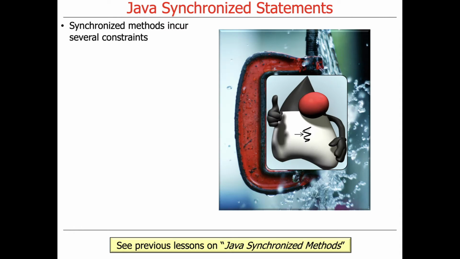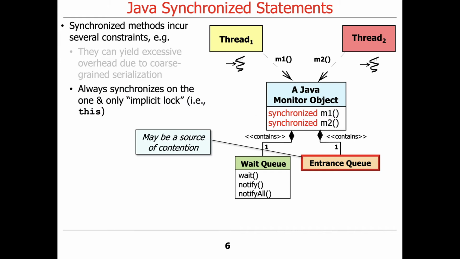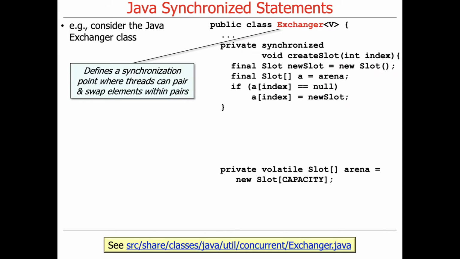So as we saw when we talked about synchronized methods, there are several constraints that they incur or embody. One is this issue of excessive coarse-grained serialization. Synchronization occurs at the method level, not at a finer level of granularity within the method body itself. And it also synchronizes on the one and only implicit lock, in other words, the this object, which can very easily become a source of contention, as we have seen here. So an alternative way to do this is to use synchronized statements.